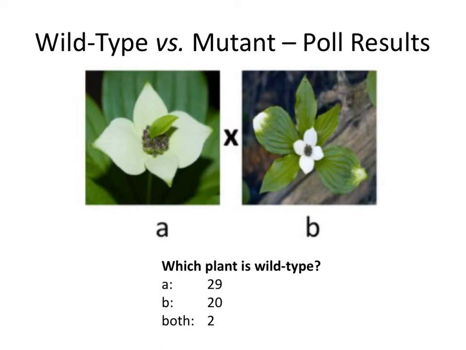Dwarf dogwoods, it turns out, don't have leaves grow out of the middle of the flowers. Like most plants, you don't usually get leaves growing out of the middle of the flower. The flower is its own entity. What's weird about the plant on the right that made people think that that was not wild type? Yeah, it's not symmetrical, so maybe there should be a leaf there. It turns out that the plant on the right is more wild type looking, and this is definitely a mutant. Most dogwoods don't have leaves growing out of the middles of their flowers.